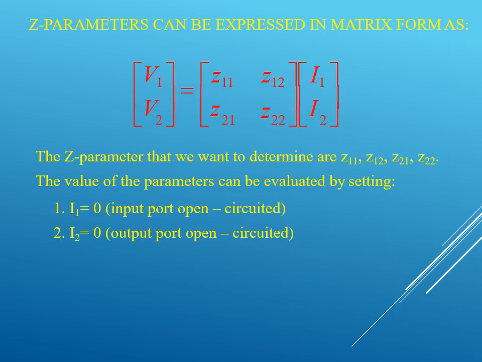Here the two equations can also be written in the form of a matrix as shown here. This matrix of Z11, Z12, Z21 and Z22 is called the impedance matrix. The determinant of this matrix is given by Z11 Z22 minus Z21 Z12. Here we can see that I1, I2 are the independent variables and V1, V2 are the dependent variables. Now we have to determine these four parameters Z11, Z12, Z21 and Z22.